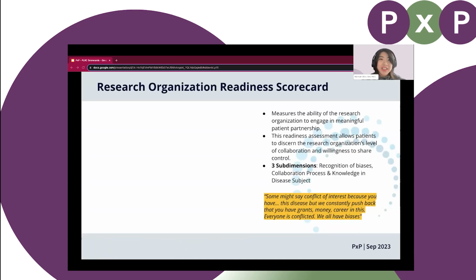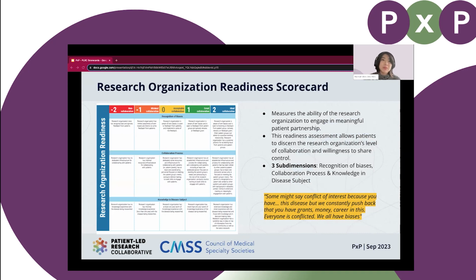Now, I want to dig a little bit more into some of the scorecards, and I know I don't have a lot of time. All these scorecards are available on the website, as I said. So I'll just dig into one of the 4 scorecards and then brief you on the other 3. This one I'm pretty passionate about. The Patient Org Readiness Scorecard measures the ability of a partner organization to engage in meaningful patient partnership.